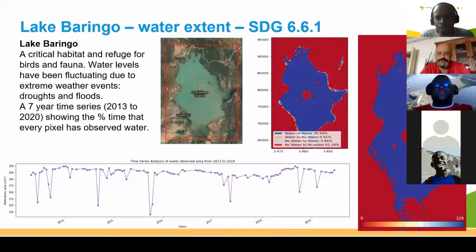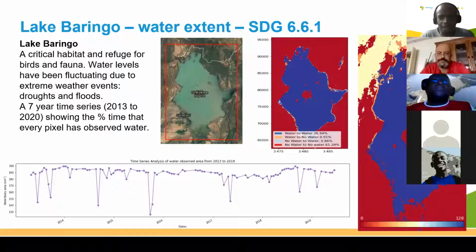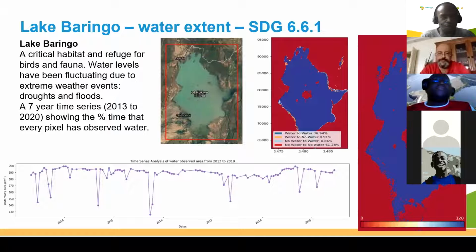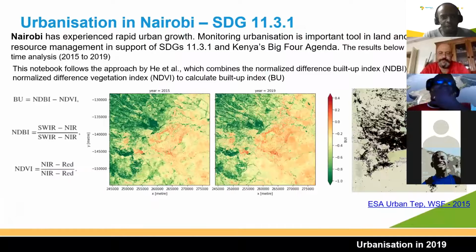The other one is just an overview of how you can look at the water extent for a lake. This is Lake Baringo in Kenya, looking at it over a period of time and even creating maybe some animation to communicate with some policymakers.